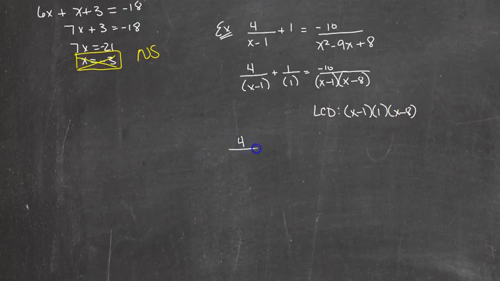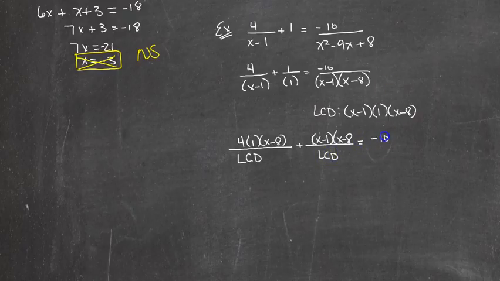Now I'm going to write my fractions over. So 4 was divided by x minus 1. In order to make the denominator the LCD, I had to take x minus 1, multiply it by 1, and multiply it by x minus 8. So that's 4 times 1 times x minus 8. Plus 1 over, well, the only factor originally was 1. I have to multiply x minus 1 and x minus 8, over the lowest common denominator. That was the whole point.